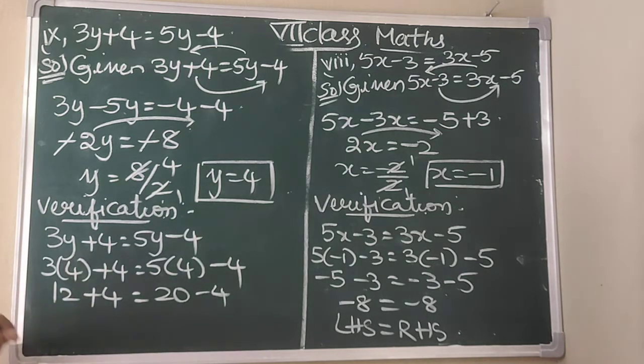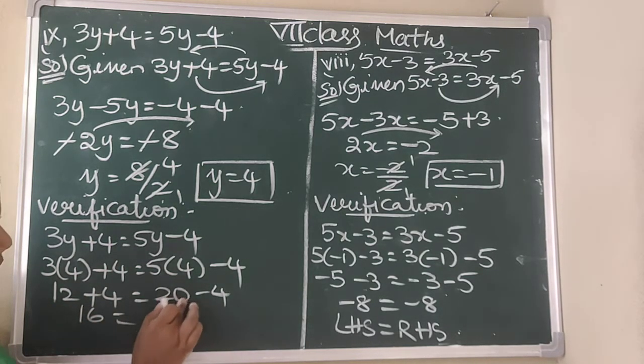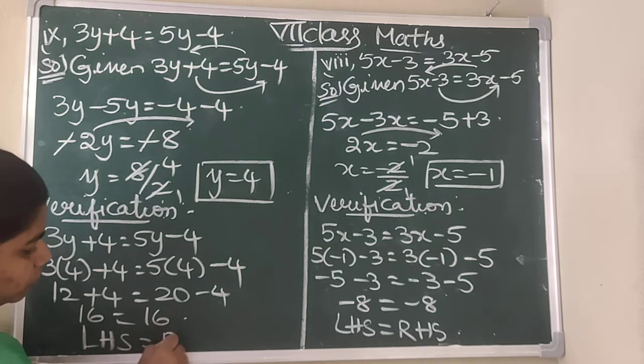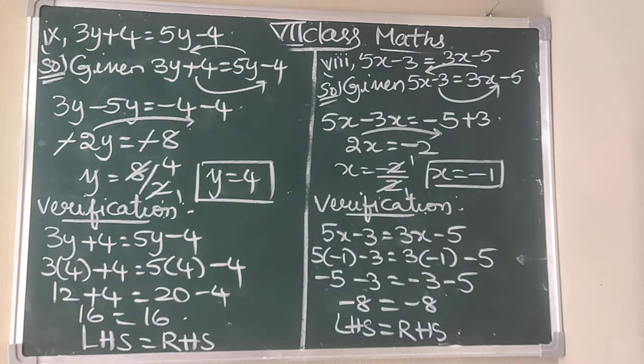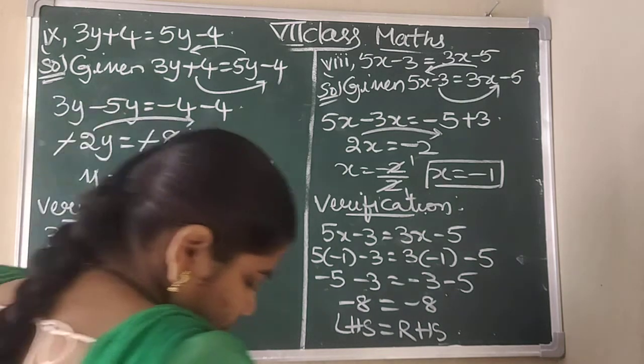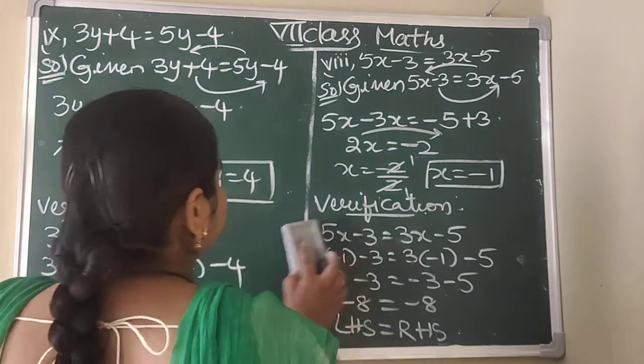So 12 plus 4 is how much? 16. 20 minus 4 is also 16. So we got the LHS part equal to the RHS part. So this is our 9th solution. Okay. So this is how we will transpose the terms when they have given both the LHS part and the RHS part. Next is the last question, the 10th one in this exercise.